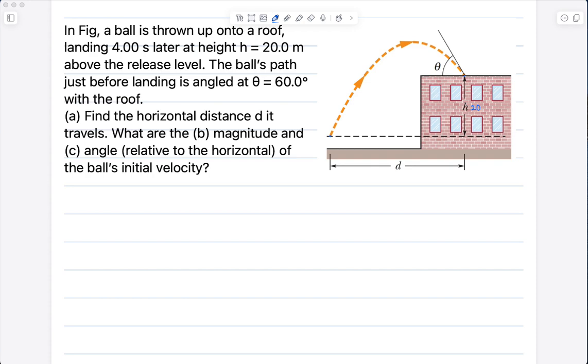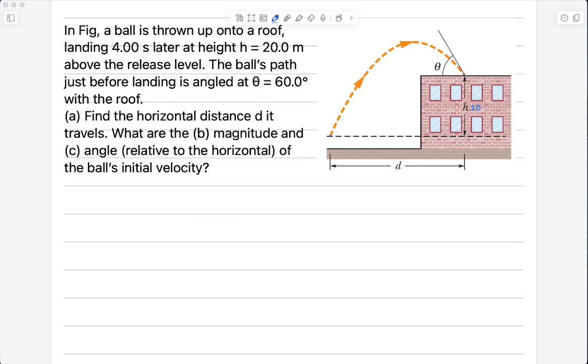Let's try to look at this question. In the figure, a ball is thrown onto a roof, landing 4 seconds later at a height of 20 meters above the release level. The ball's path just before landing is angled at 60 degrees with the roof. First, question A: find the horizontal distance d that it travels.